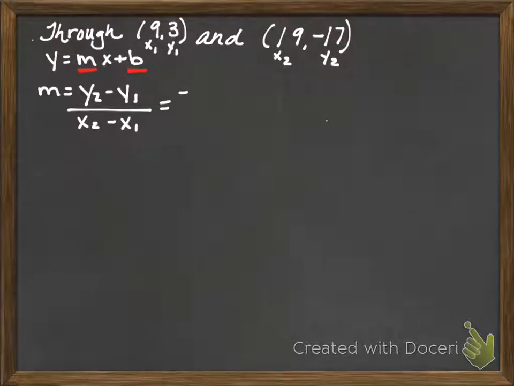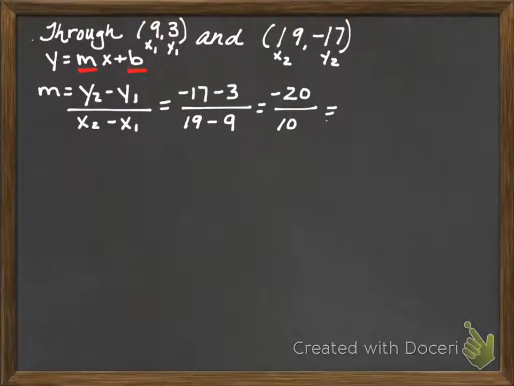All right, so when we plug that in, it's going to say negative 17 minus 3 over 19 minus 9. And we know that negative 17 minus 3 is negative 20, and then 19 minus 9 is 10. And if we go ahead and simplify that, we are going to get negative 2. So we found our slope. Our slope is going to be m equals negative 2.